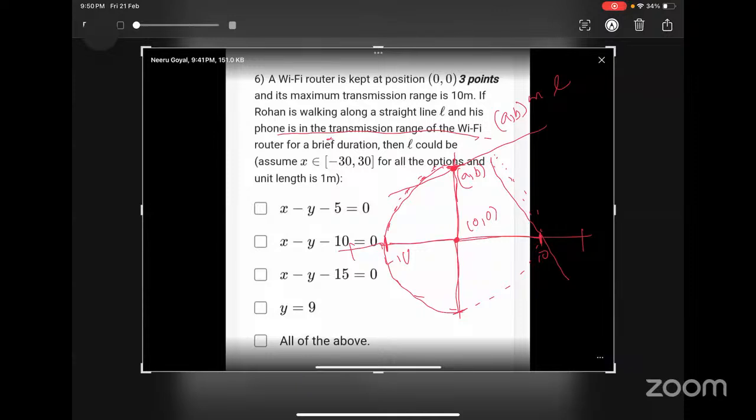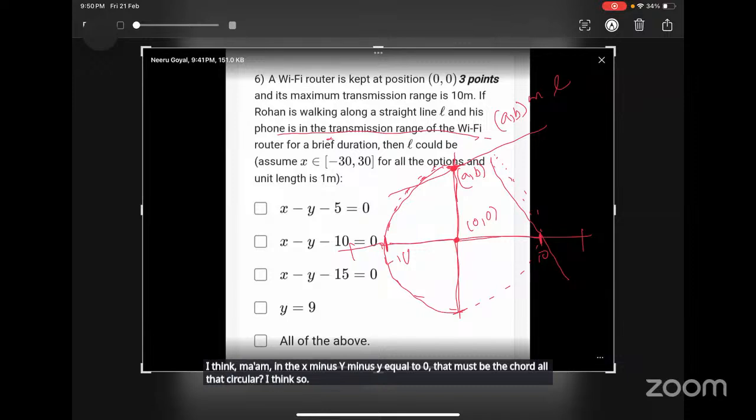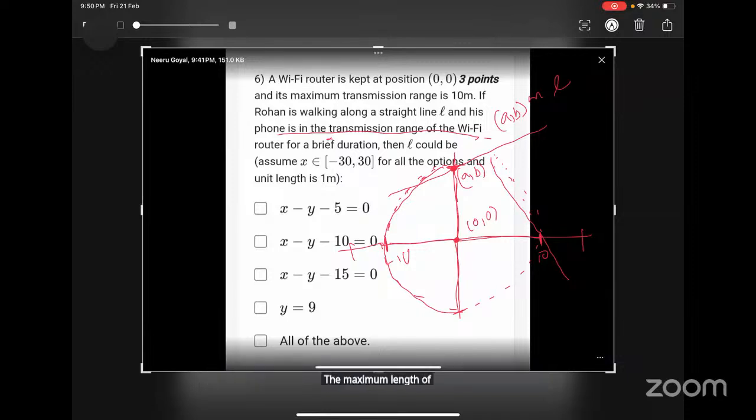I think, ma'am, I got the x minus y equal to 0 in the options. That must be the chord of that circle. I think so. The maximum length of the chord, that will be the one. But how? What is the method? How can we solve?